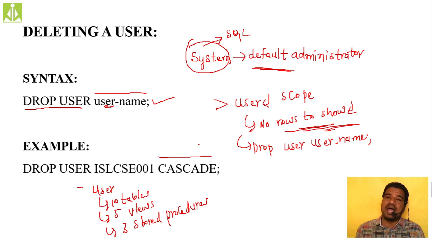But if your user has something in it, like tables, views and stored procedures, then the drop command alone does not have the authority to delete the internal content. So you have to enforce the permissions, simply by adding cascade at the end. This cascade will give special privileges to your drop command so that it will delete the internal content and finally the container. Hope you understood this one.